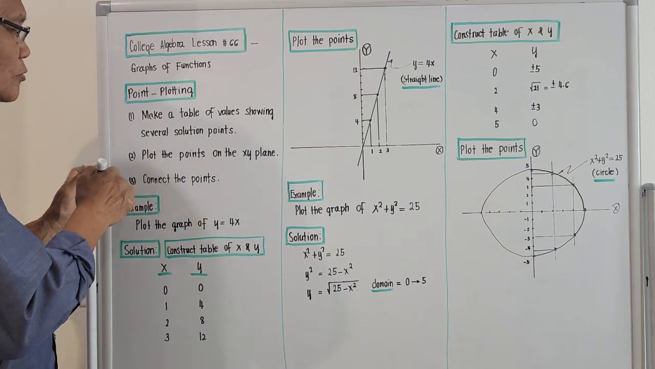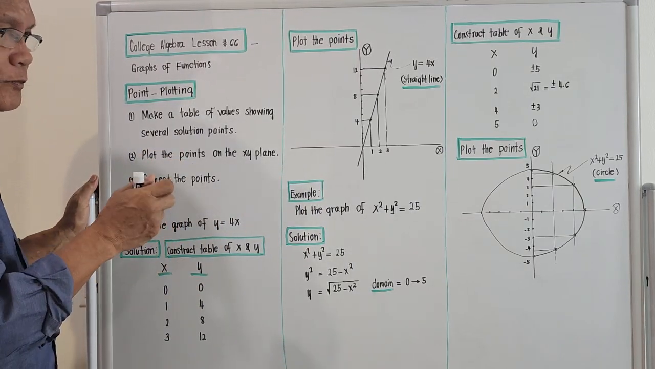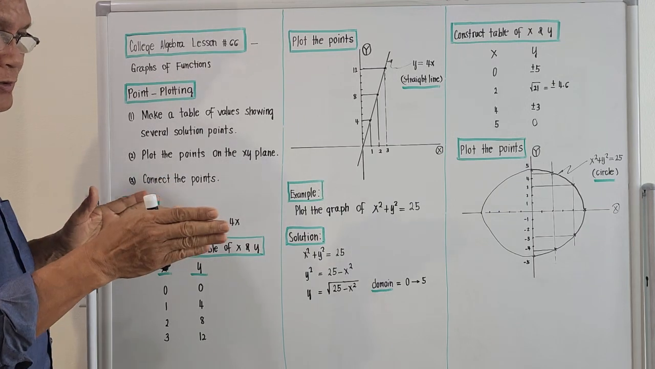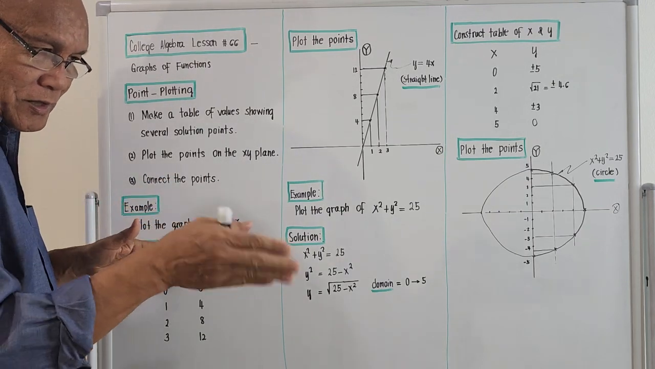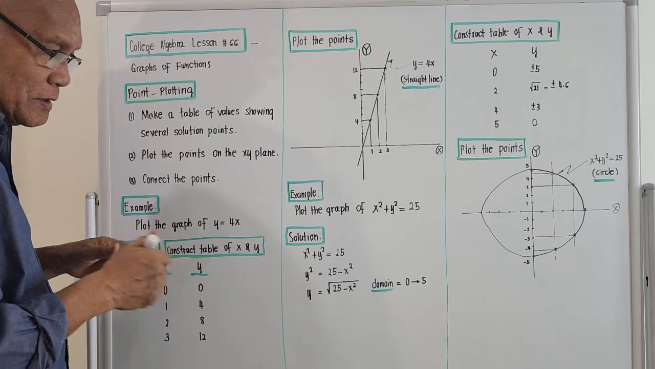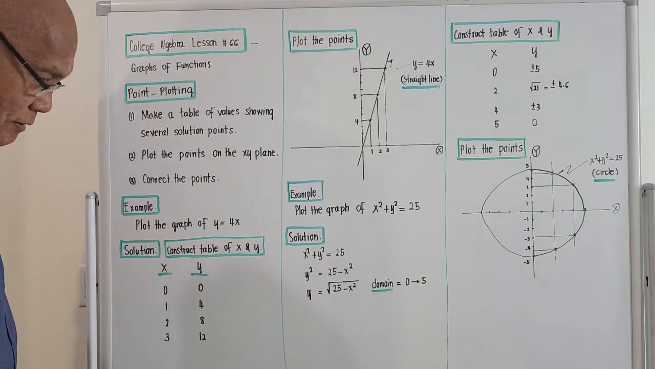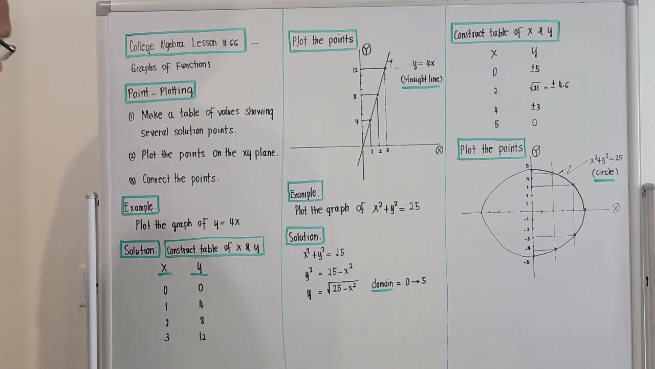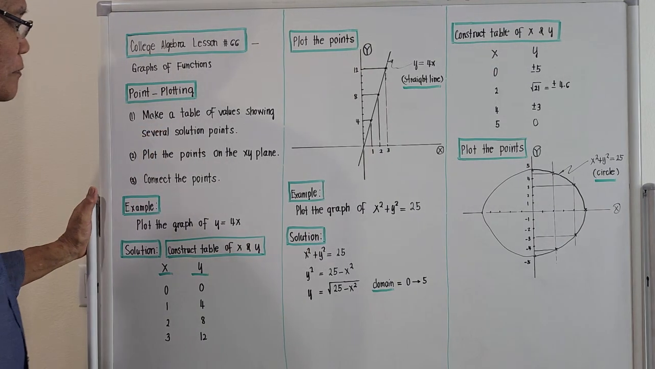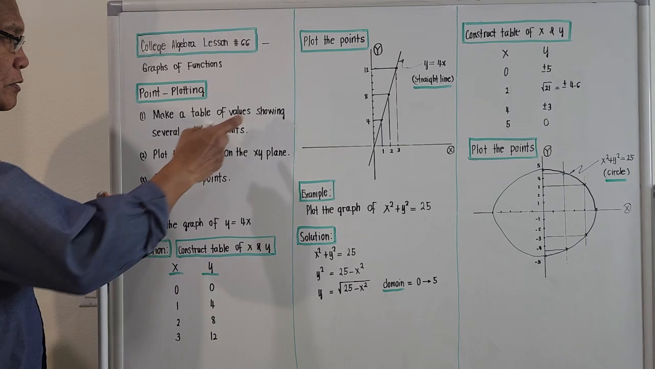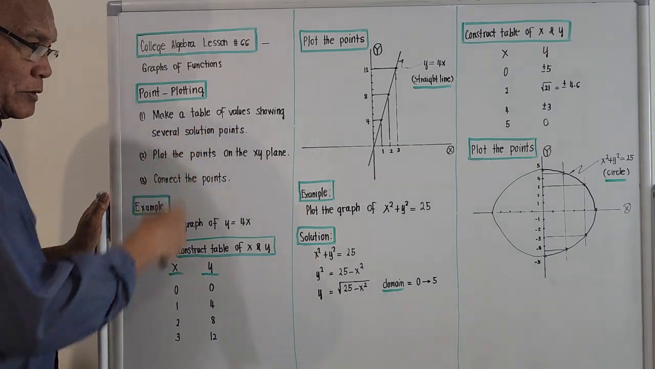Okay, let's try to bring out the concept of point plotting. The method of plotting the graph is actually the so-called point plotting. For point plotting, there are three steps. Okay, number one is make a table of values showing several solution points.